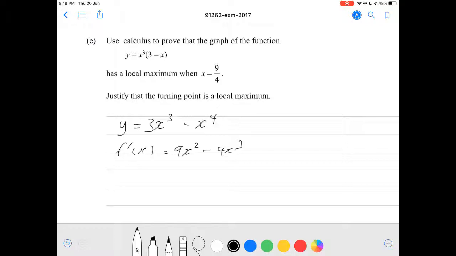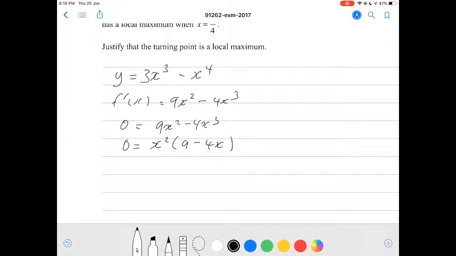We make our gradient equal to 0, okay, to find our turning point, because at the turning point our gradient is 0. So 0 equals 9x squared minus 4x cubed. Okay, so therefore we're going to take the x squared out. So we're going to say 0 is equal to x squared times 9 minus 4x. Therefore, x equals 0 or x equals 9 over 4.